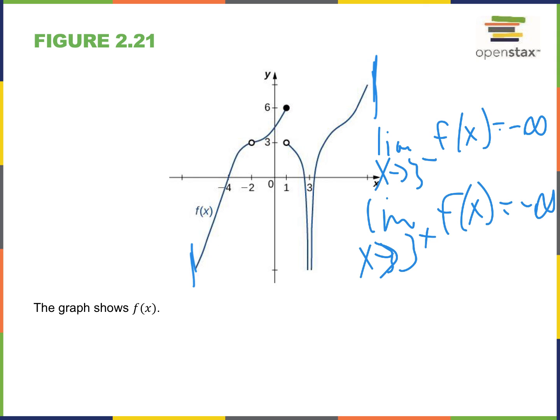Now, because these are approaching the same 2 values, if we can get to infinity, we could say the limit as x approaches 3 for f of x, you could say it's an infinite limit of negative infinity. You could also say it doesn't exist.